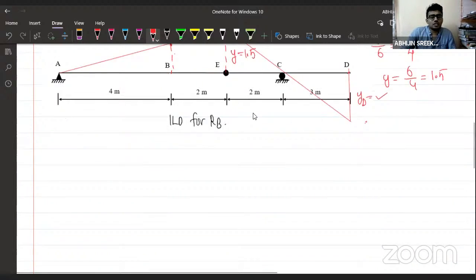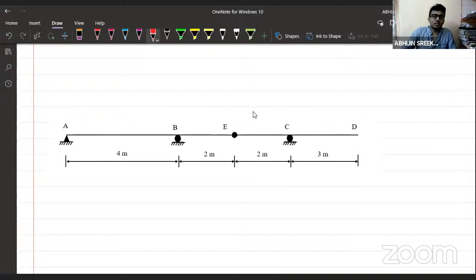Next, I'm extending this question further. I want you to draw the ILD for RC. I will also draw along with you. First of all, release RC. Now, what we have to do? Give a unit displacement in the direction of RC. If I am giving a unit displacement in the direction of RC, what do we have to do?